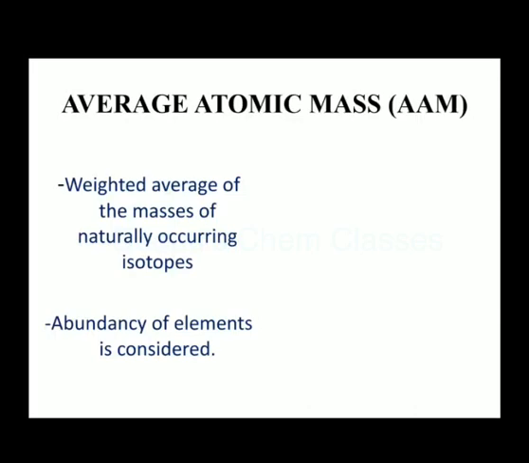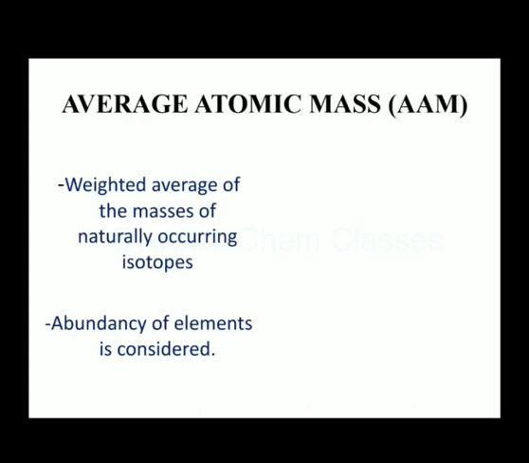Isotopes means the same element has the same atomic number but different atomic mass. That is said to be isotopes. So for the same element, the mass is different. For example, we have three isotopes of hydrogen: protium, H-1-1, deuterium, H-2-1, and tritium, H-3-1. In all these three cases, which should be taken as the mass for hydrogen? There we need average atomic mass.